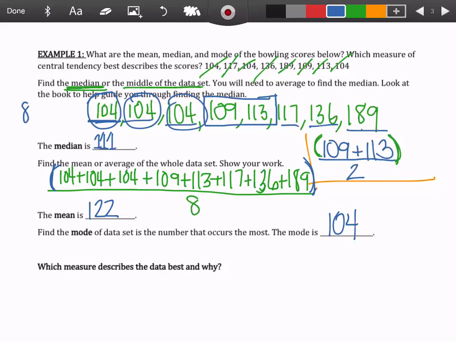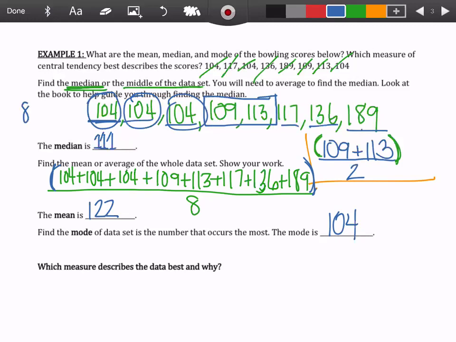And then we need to figure out which measure describes the data best. And that was what I was talking about in the beginning of the video in the red handwriting. If there is an outlier, you are going to want to use the median. If there is no outlier, you want to use the mean. And the mode is only so that we know what is the most popular number or the most common number.